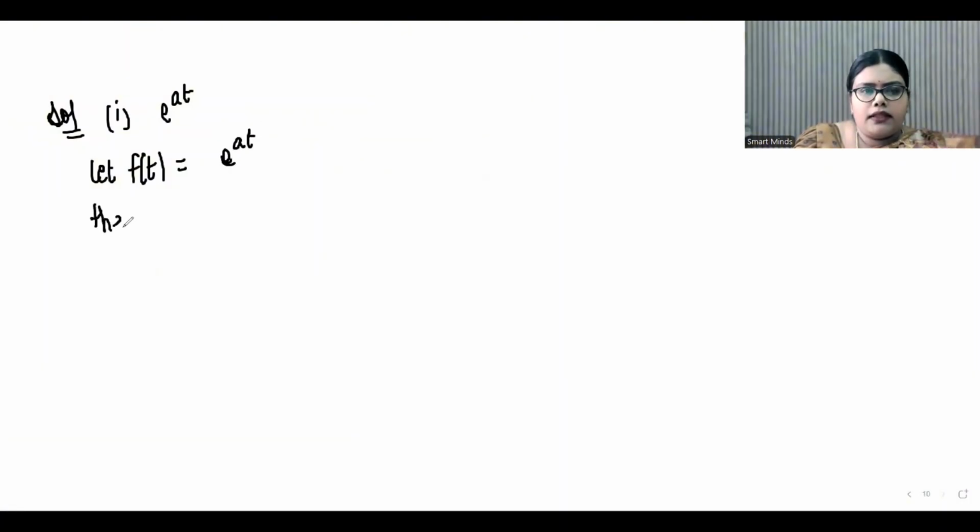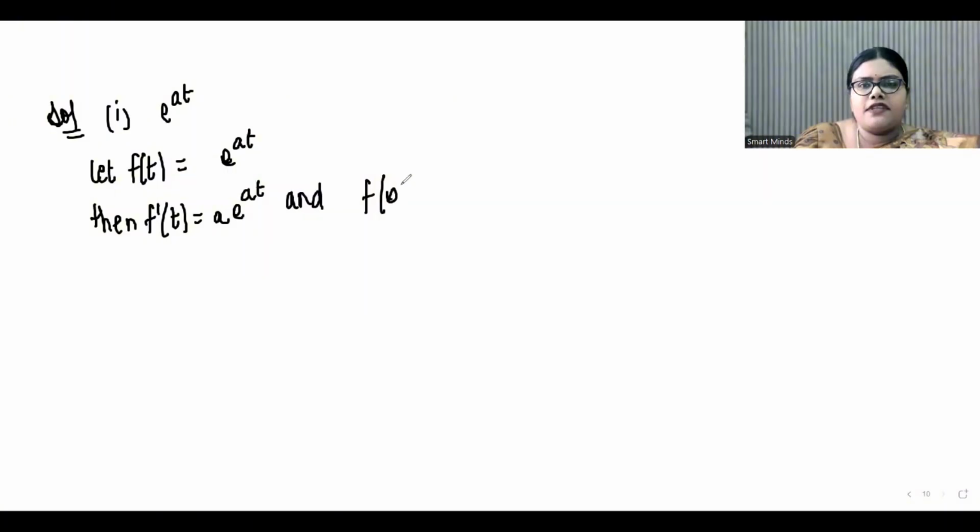First, let us take the first bit. First bit is e power at. Now let's say f of t is equal to e power at. Then what is f dash of t? What is the derivative of e power at? E power at derivative is e power at. Then again we have to find the derivative of at. That is a. So that is a e power at.